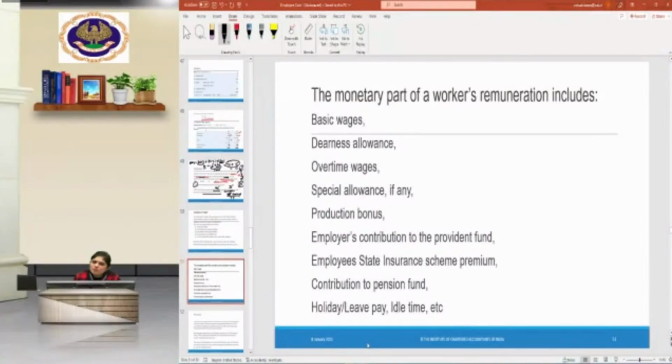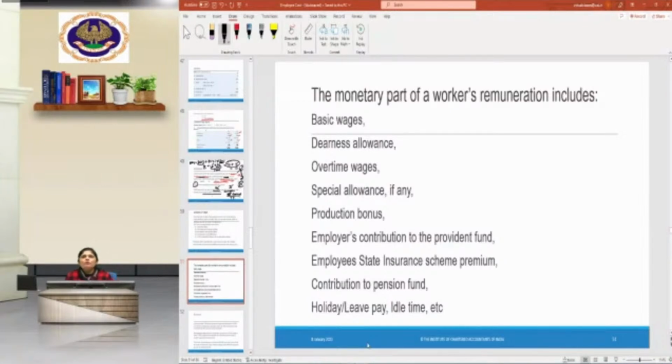Employers' contribution to the provident fund, again, it's a monetary benefit. Employees' state insurance premium, contribution to pension fund, holiday, leave pay, idle time. So holiday, leave pay, idle time, the employee is not working, but still they are getting the monetary benefit. Clear? So holidays are all, if they are with pay.